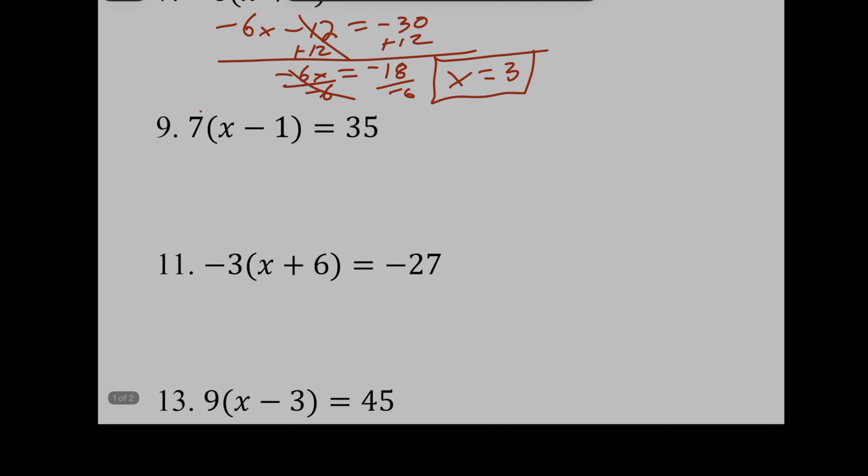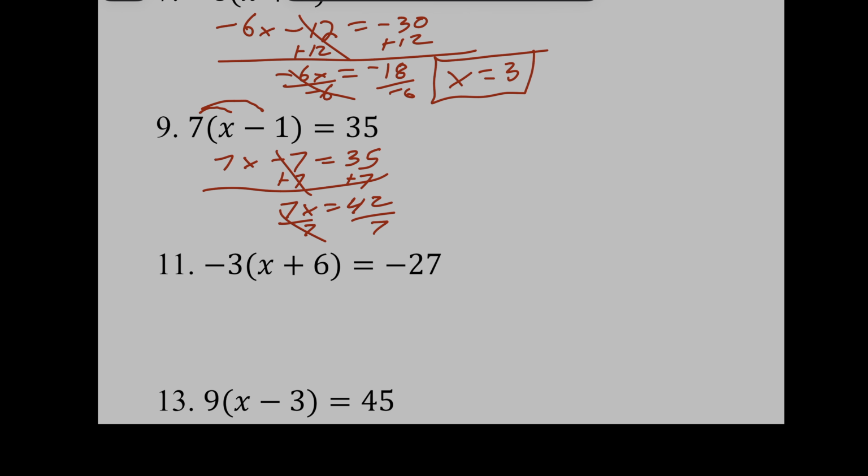I have a 7 floating out here, so I'm going to multiply the 7 by both. I'm going to get 7x minus 7 equals 35. Letters on one side, numbers on the other. And I'm going to get 7x equals 42. Divide each side by 7. x equals 6. Slow these down if I'm going a little bit too fast.